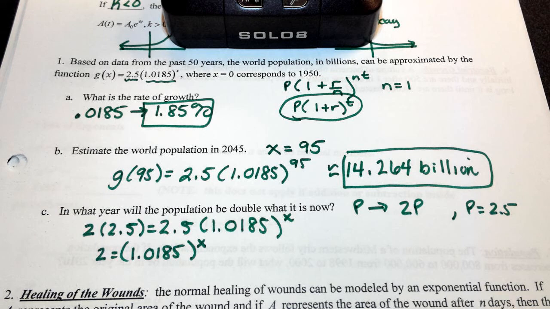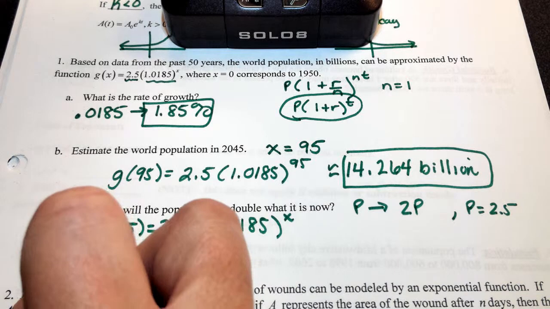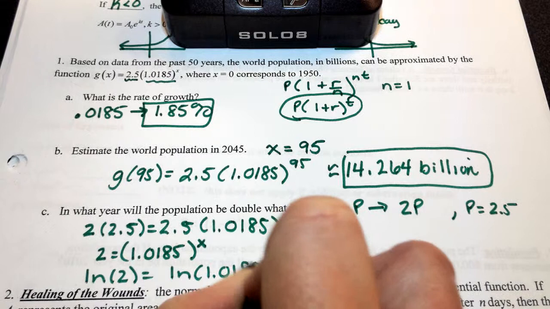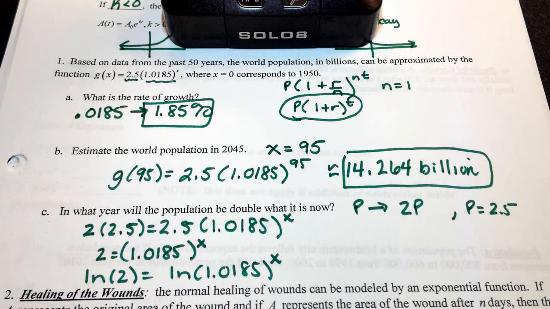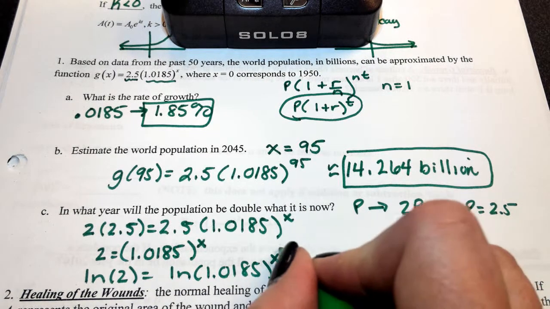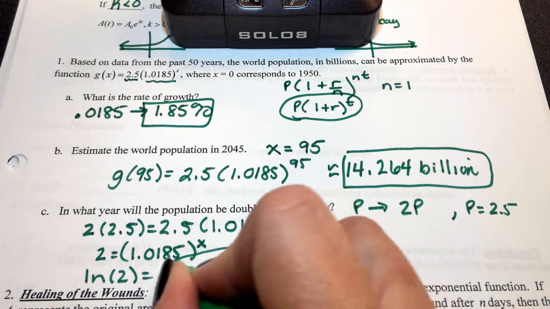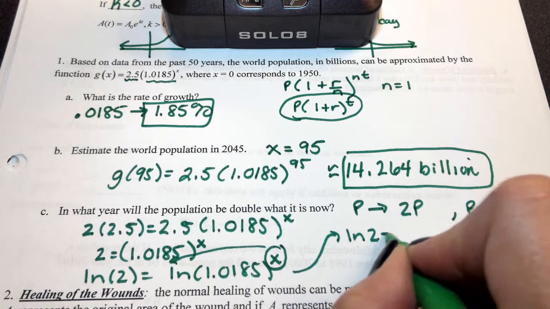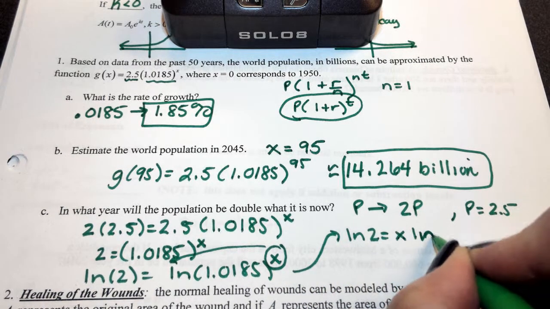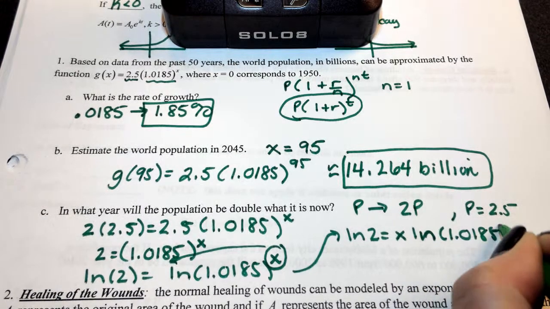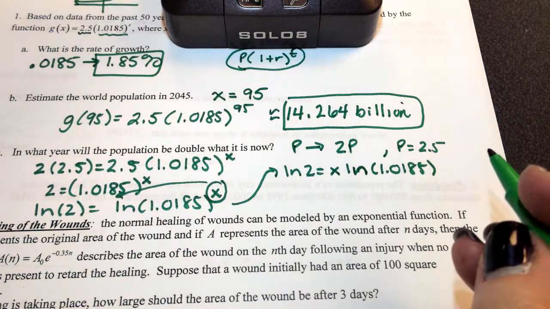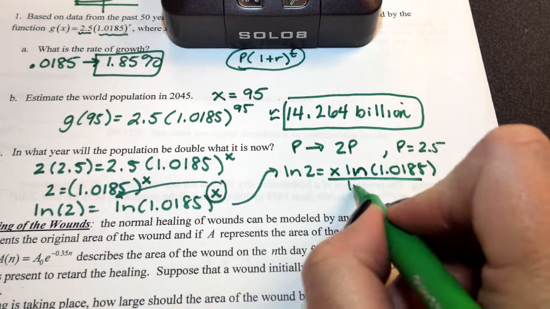What's next to solve for x? I can take the natural log. So I have the natural log of 2 is equal to the natural log of 1.0185 raised to the x. Now how can I get x out of the exponent? Remember, I can use that power property and pull x to the front. So I have the natural log of 2 is equal to x times the natural log of 1.0185. Then what? To get x by itself, what can I divide both sides of the equation by? I can divide by the natural log of 1.0185.